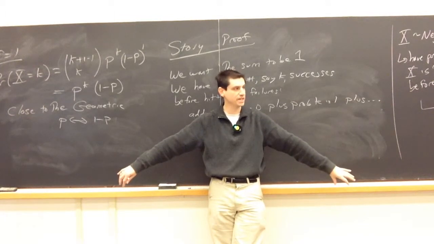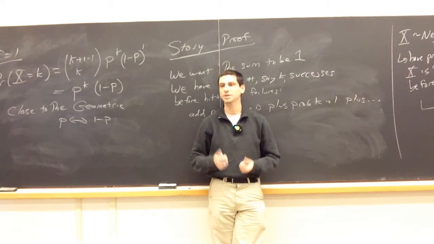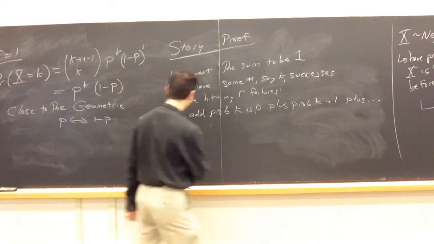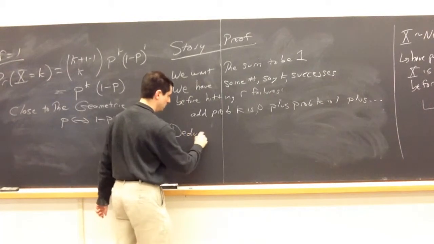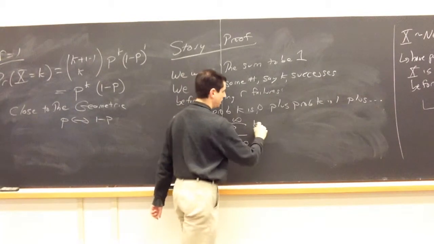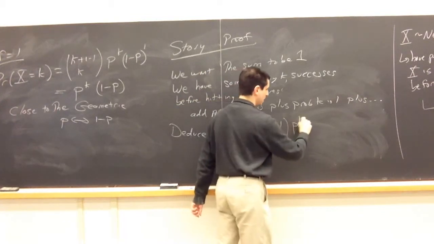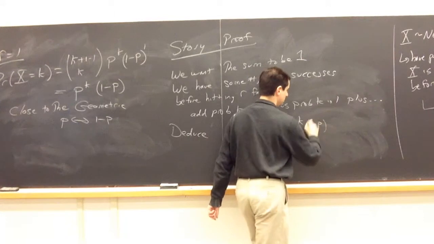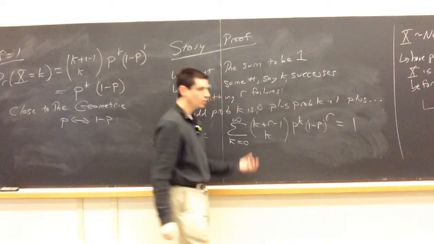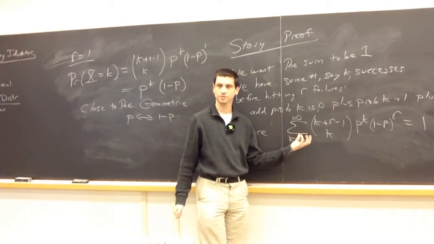You can't have multiple things happening. And we can calculate the probability of each one. Therefore, if we amalgamate them all together, that's going to have to sum to 1. So we deduce that the sum, k goes from 0 to infinity, of k plus r minus 1 choose k, p to the k, 1 minus p to the r equals 1. So when we want to try to calculate the mean, this should be the starting point.